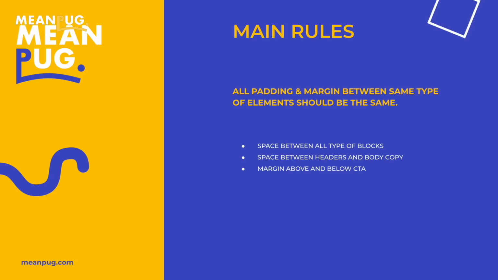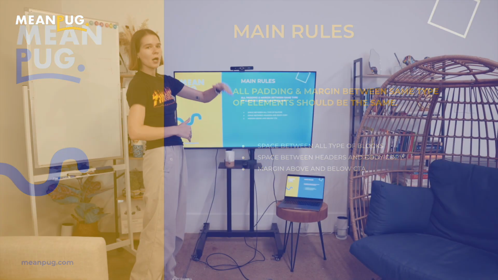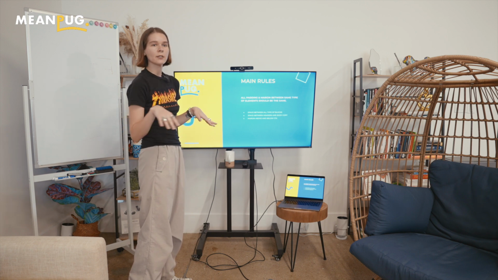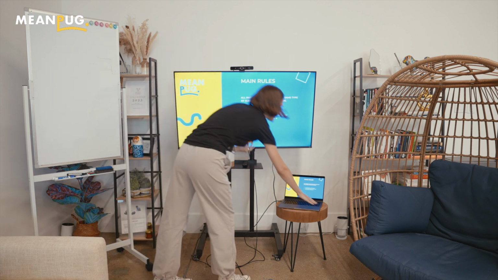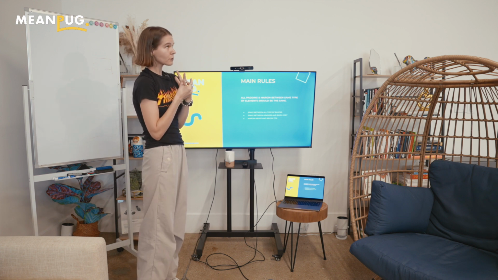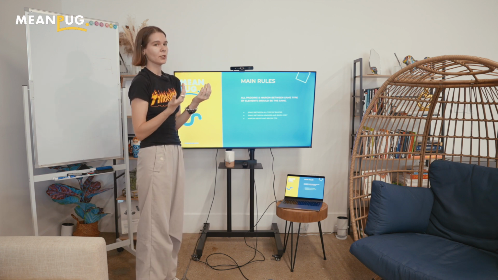And the main rule is, like I mentioned already, that all your spacing, padding, margin, doesn't matter, between the same type of elements is supposed to be the same. Meaning space between all types of blocks, spacing between headers and body copy, spacing after any type of block, before CTA, after CTA. All of that is supposed to be the same throughout the website. So you create a general rule for yourself that you're going to use for the website, and you just stick to it.